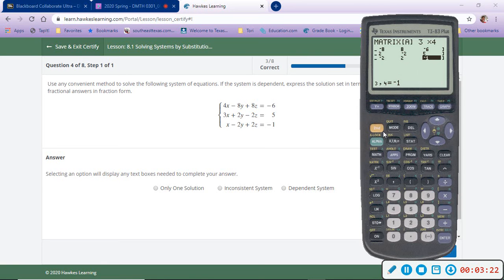I feel pretty confident, so we're going to hit second quit. And then you're going to go second matrix again, go over to math, arrow up to RREF, and then second matrix one more time, and then just hit enter on that one, A, that we've edited.